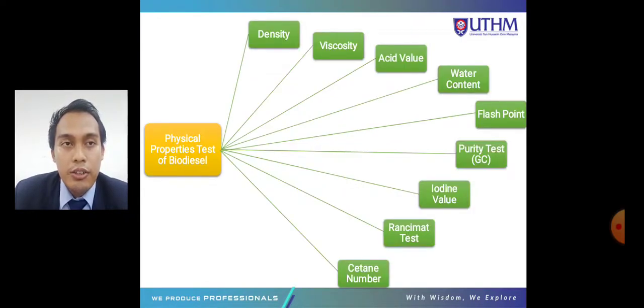This shows some of the physical property tests that can be done to study the quality of biodiesel, which are the density test, viscosity test, acid value test, water content test, flash point, purity test, iodine value, Rancimat test, and certain number. Bear in mind that this study only consists of the first 5 tests, which are density, viscosity, acid value, water content, and flash point.